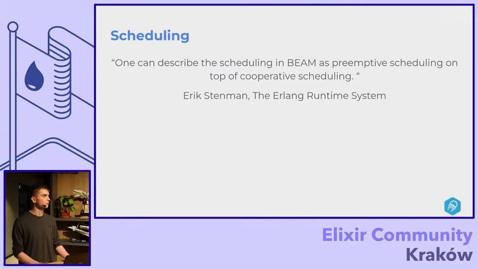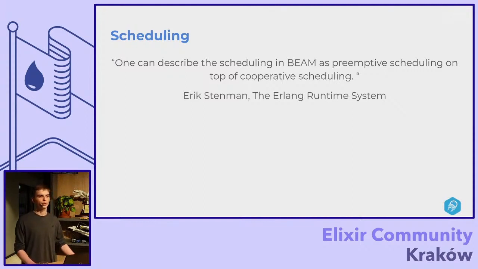The next thing that I think is very important is scheduling. There is a book called The Erlang Runtime System, written by Erik Stenman, and in this book we can read that scheduling in Erlang can be described as preemptive scheduling on top of cooperative scheduling. So what are those preemptive and cooperative schedulings? Preemptive scheduling is a scheduling where we have a scheduler who is responsible for choosing a process for the execution, executing this process, and deciding when to suspend this process and give control to some other process.